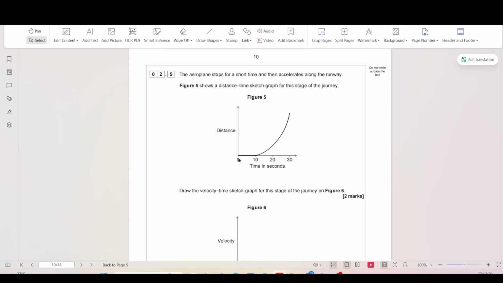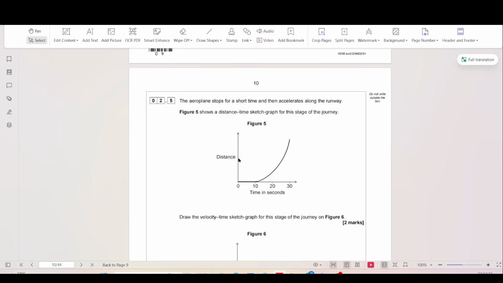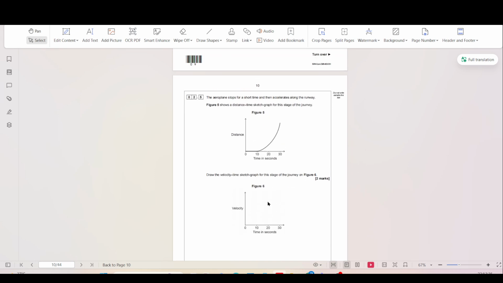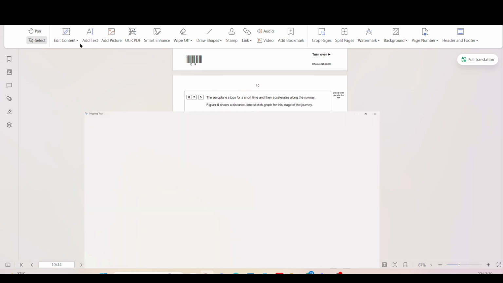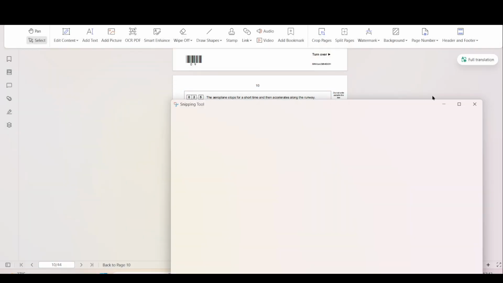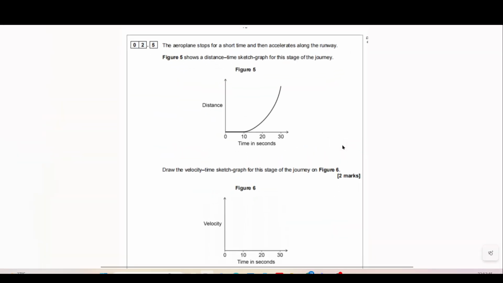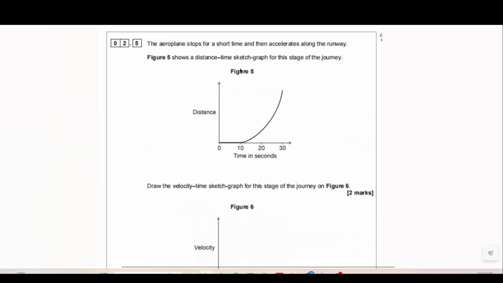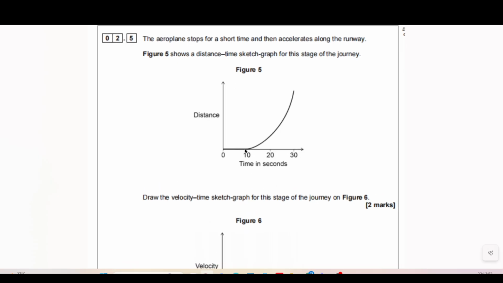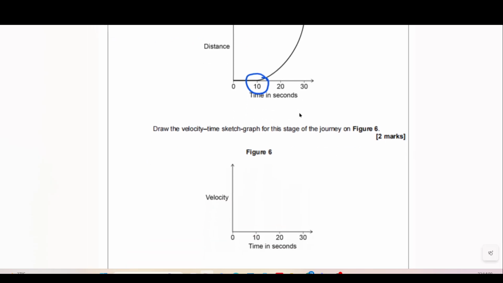The airplane stops for a short time and then accelerates along the runway. Figure 5 shows the distance time sketch graph of the stage of the journey. Draw the velocity time sketch graph for the stage of the journey on figure 6. Okay, let me take it. If you look at this, the horizontal line is drawn to 10 seconds. Here we have 10, right? Starting from 10.